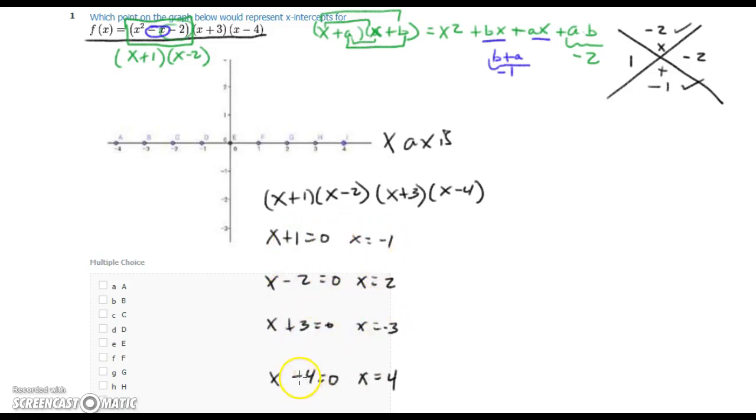Then we'll go ahead and just identify where these occur. Well, -1 is occurring, that's D. 2 is occurring, that's G. -3 is occurring, that's B. And 4 is occurring, that's I. So then I can just go here and check these boxes. All right, I want B, and I want D, and I want G, and I want I. So that's kind of the idea. We'll do a couple more examples, but that's kind of the basic idea of what's going on here.